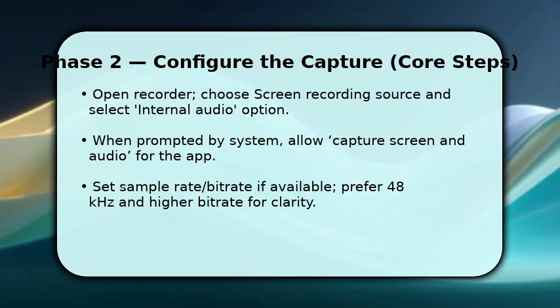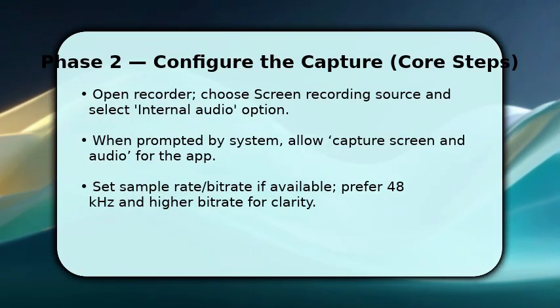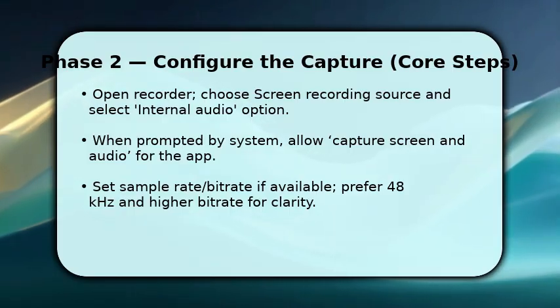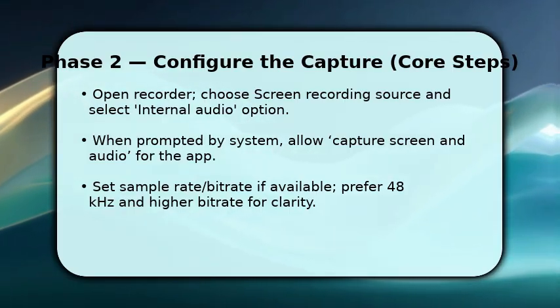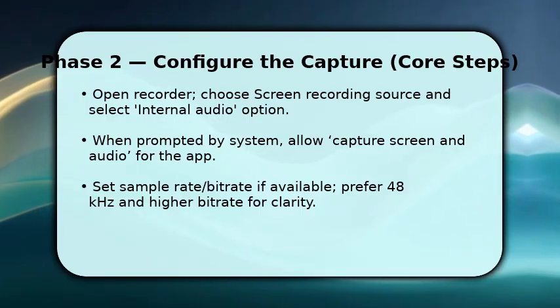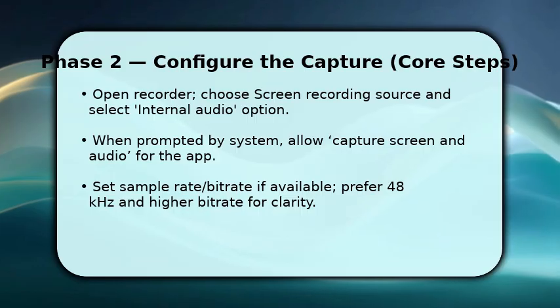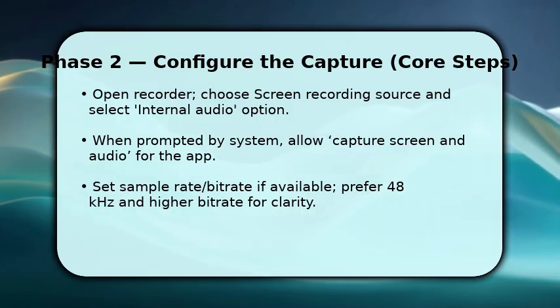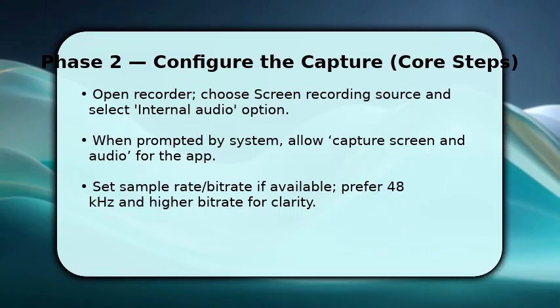Once done with permissions, open the recorder and select screen recording as the source. Then explicitly choose internal audio. Many apps label it internal or system audio. When Android shows the media projection consent dialog, accept it. That authorizes audio playback capture for the recorder.